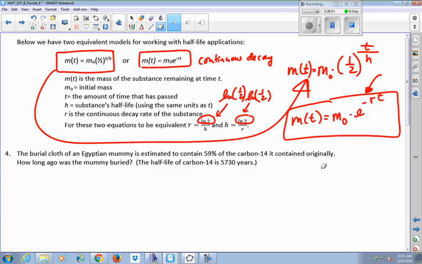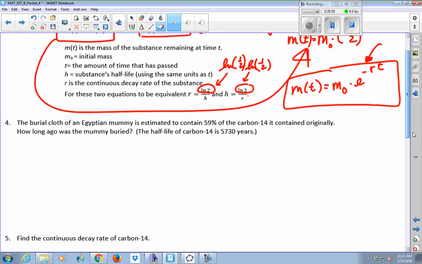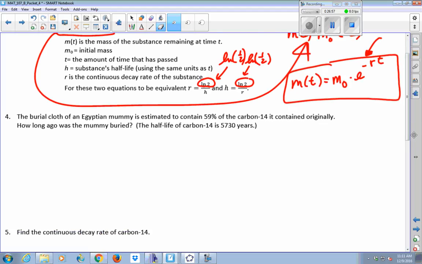This is like a famous problem we've been using in Math 107 for quite a few years about a burial cloth for an Egyptian mummy. And someone asked me last semester which mummy. I said, I don't know, maybe it was King Tut because they unearthed part of King Tut a few years ago. So the burial cloth of an Egyptian mummy is estimated to contain 59% of the original carbon-14.